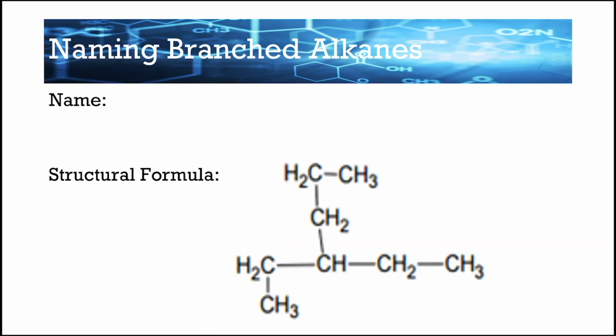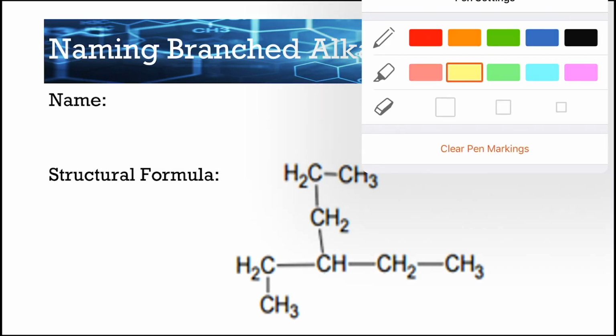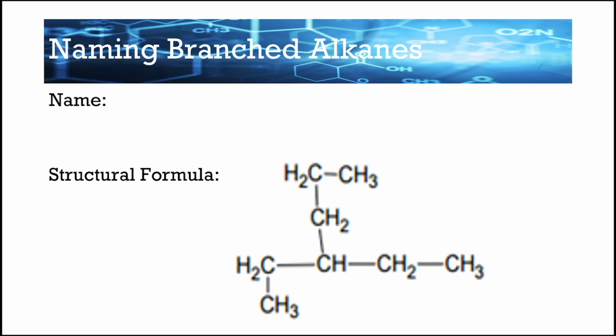Okay, moving forward, we have this compound. So this looks pretty complicated. It's not as bad as you think. Our first step is to find the longest chain. This will take some trial and error to find. So let's see. If we start here and highlight in yellow, that is 1, 2, 3, 4, 5 carbons long. Okay. Let's see if we can find a longer chain. If we go 1, 2, 3, 4, 5, 6, that worked.